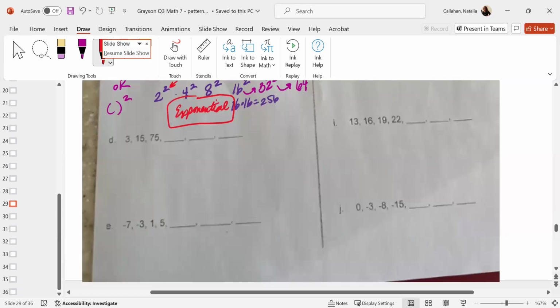How are you getting from 3 to 15, 15 to 75? It's going pretty big. Are they big jumps or little jumps? They're big jumps, so you probably have to multiply. So 3 times what gives you 15? Okay. And does 15 times 5 give you 75? 75 times 5 is 375, right? What's the next one after that?